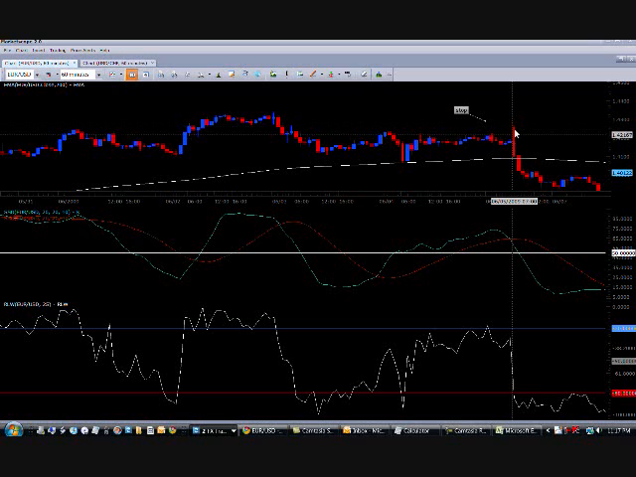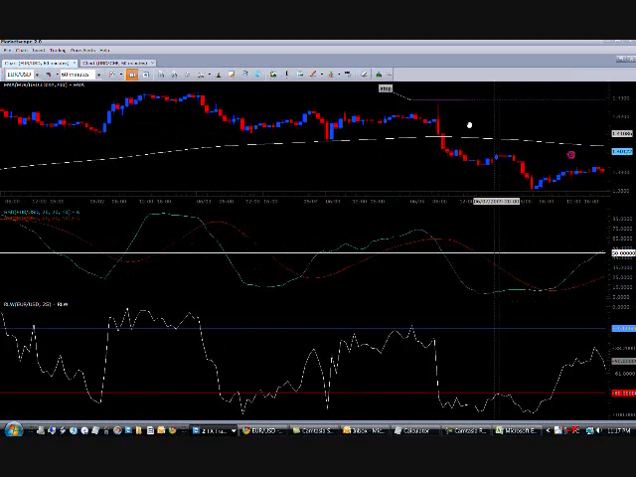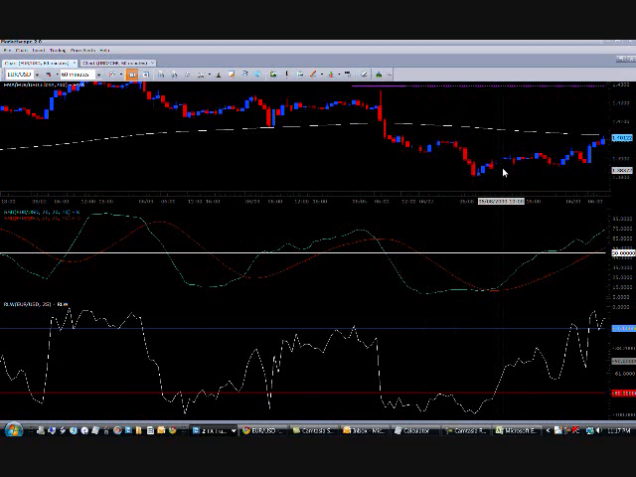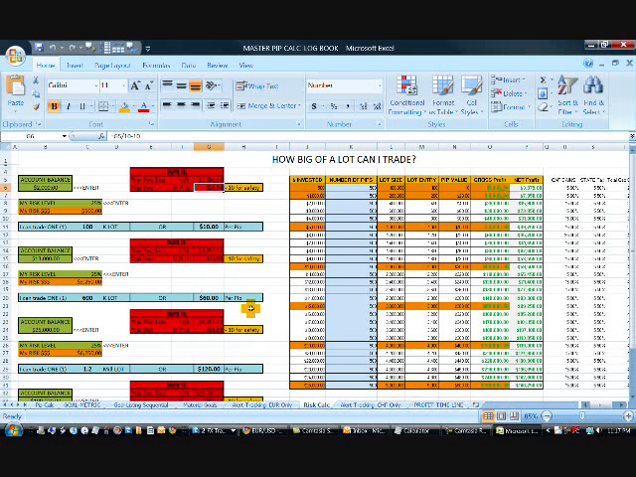And there's that huge spike that would have tried to take us out, and we made a bunch of money on this. It just kept going down. So that's how you use this number.